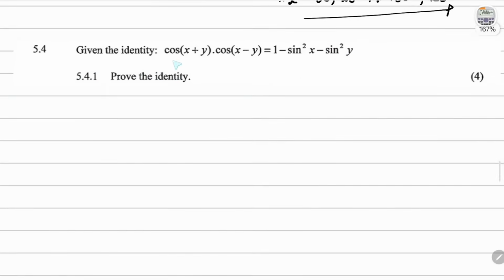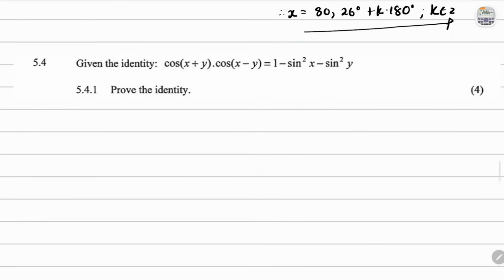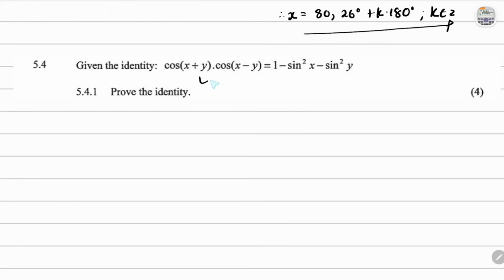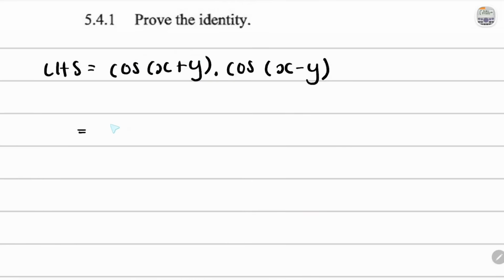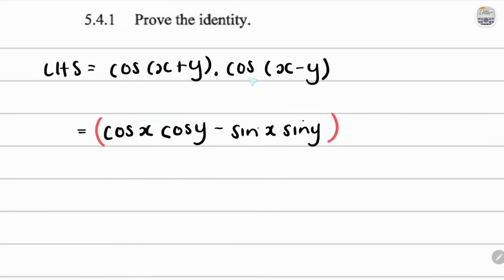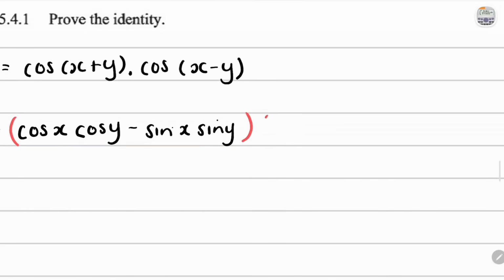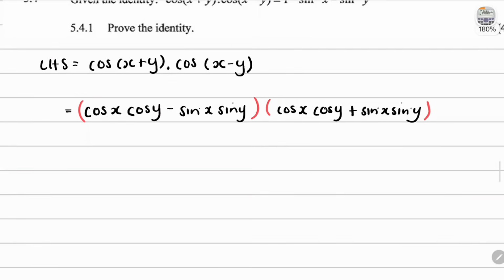Question 5.4 says, given the identity cos of x plus y times cos x minus y is equal to this, we need to prove the identity. Okay, so you see that we need to prove that the left-hand side is equal to the right-hand side. So let's rewrite this left-hand side. So if we expand this using compound angles, this is going to be cos x cos y, and because it's a plus, it changes to minus sin x sin y, but it's being multiplied by this. So that would change to cos x cos y, and that changes to plus sin x sin y.